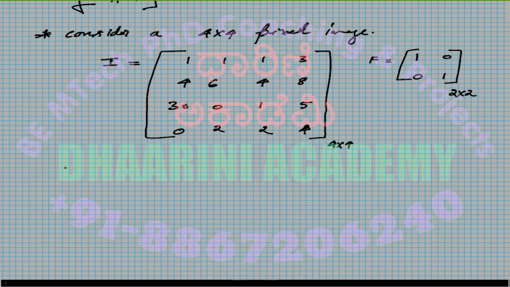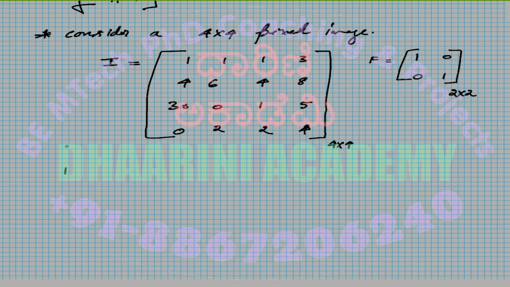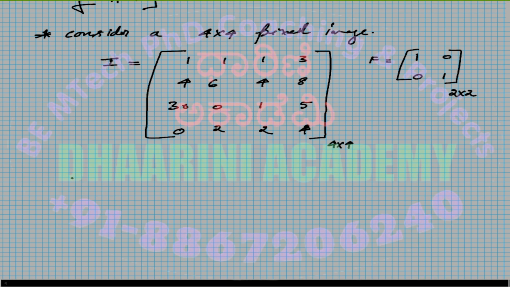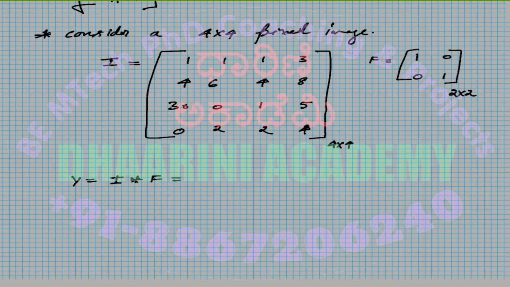Alright, so now I want you to perform the convolution to get my result. Let us denote the result as y, my output. So y is equal to the image convolved with the filter. I want you to perform this circular two-dimensional convolution and give me an answer. Please take your time and finish it.